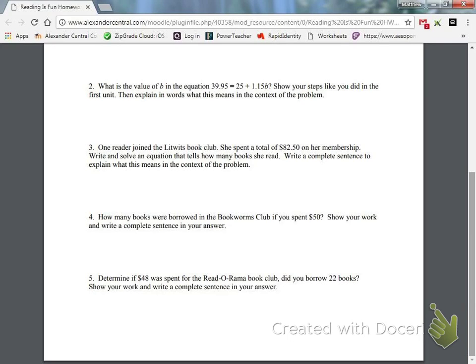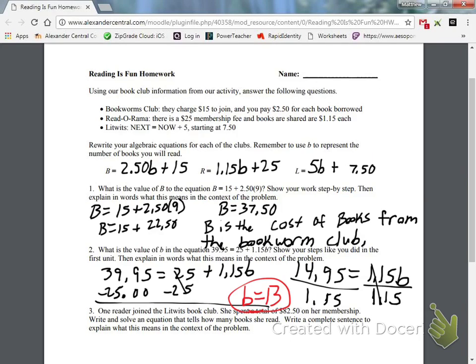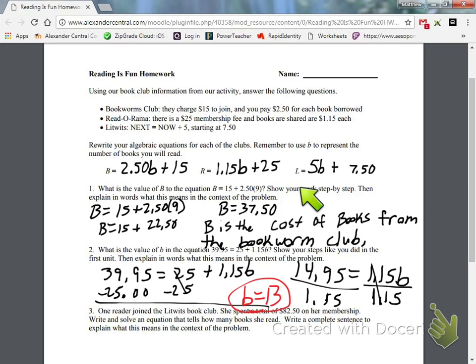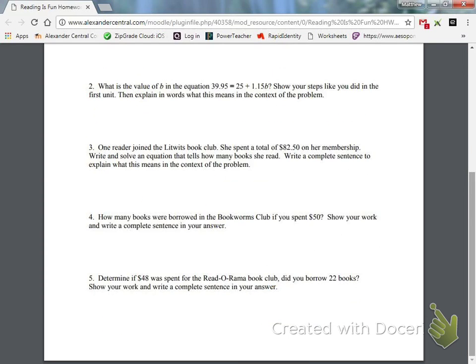So, number 3, one reader joined the Litwitz Book Club. She spent a total of $82.50 on her membership. Write and solve an equation that tells how many books she read. Write a complete sentence to explain what this means in the context of the problem. Okay, so let's start off. We've got a total cost. We're talking about the Litwitz Club, right? If we go back and look at our Litwitz Club, that's the capital L here. And we said capital L was the total cost of checking out all the books, right? So $82.50 is going to go in the place of L. We're going to substitute those. That make sense? Yes. Good.